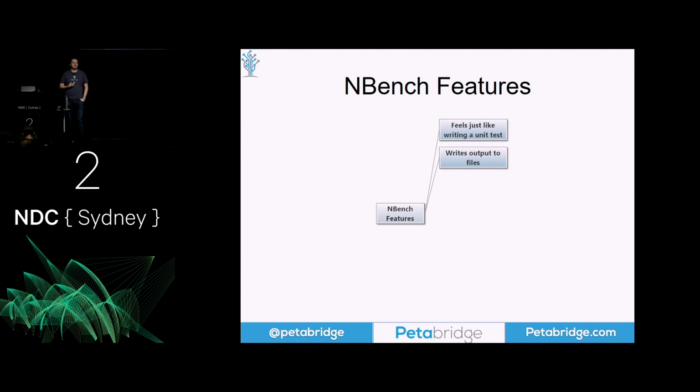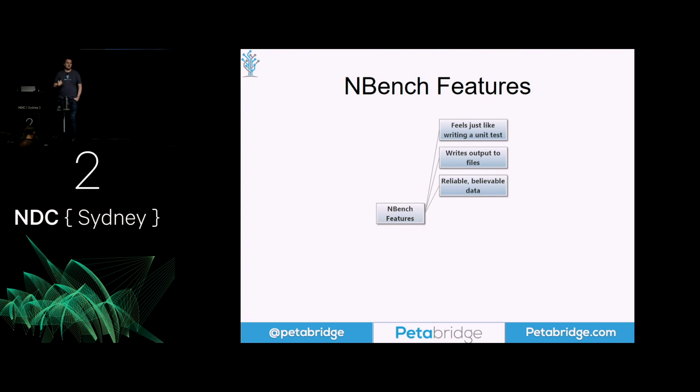Next thing that NBench does is it basically creates a record of your performance. We write the output of your performance specification to a file. That way you can go and review it later. And we also have some customizable outputs too. You can basically write your output to a SQL Server database if you wanted to.